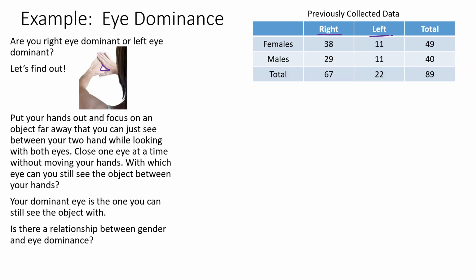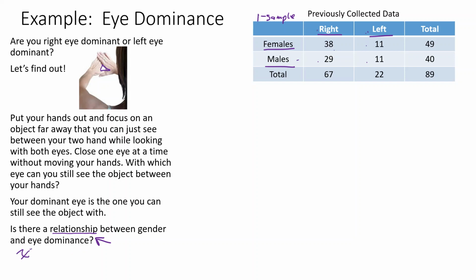So I've done this a couple of times, and my 3 classes last year came up with this data. We also looked at gender here. So we had one sample, one combined sample, and we had right eye dominant females, left eye dominant females, right eye dominant males, and left eye dominant males. Looks like people were more right eye than left eye here. All right, so is there a relationship between gender and eye dominance? We're looking for a relationship between the two.